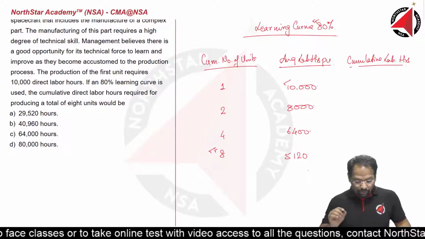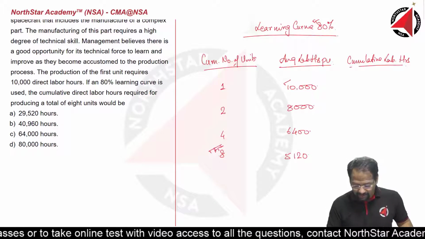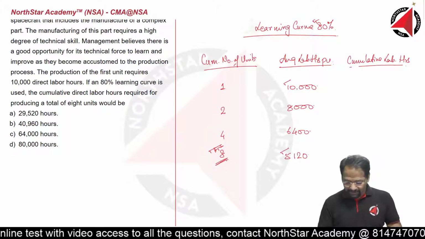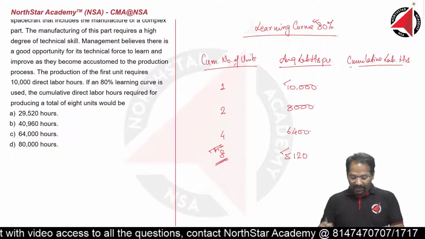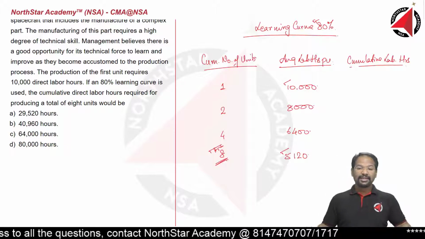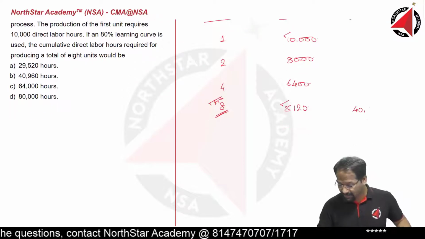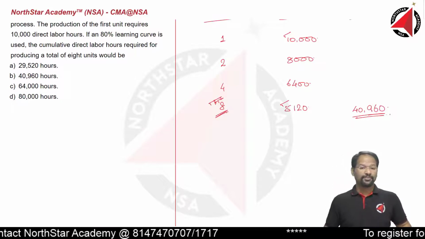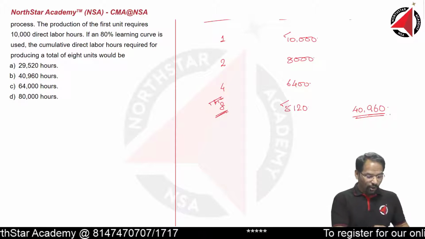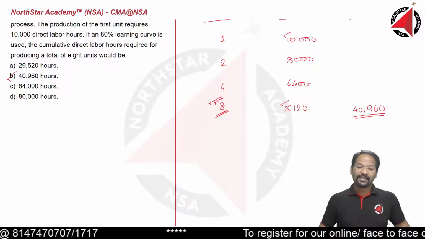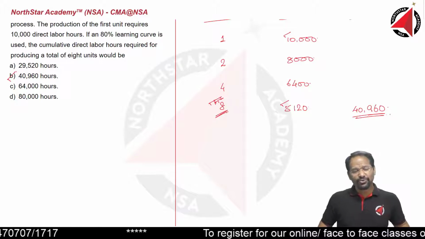What is the question asking? It is asking total hours for 8 units. So total hours for 8 units will be 5,120 multiplied by 8. So it will be 40,960 hours. So 40,960 hours in total. So the correct answer would be option B, 40,960.